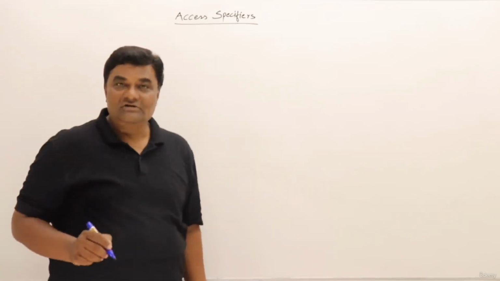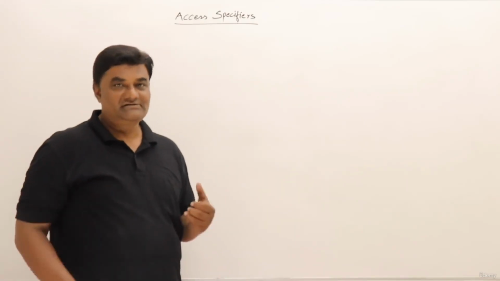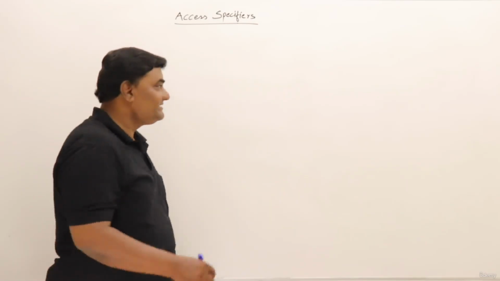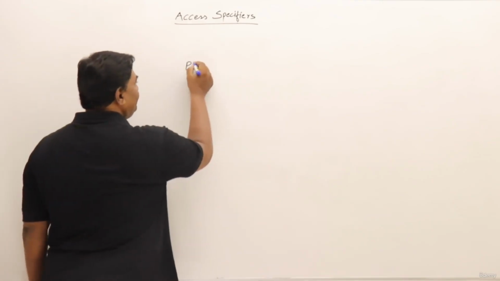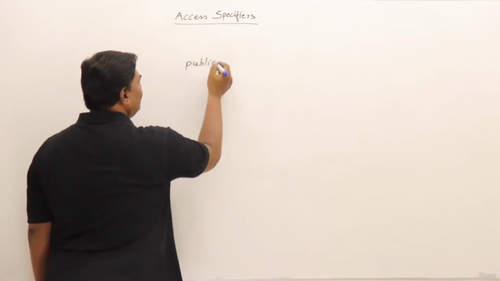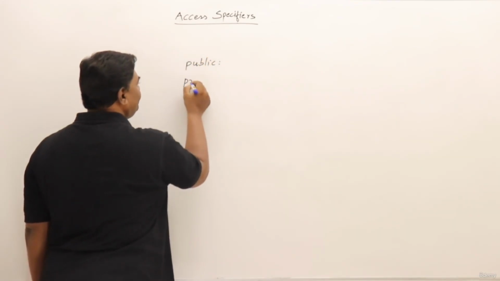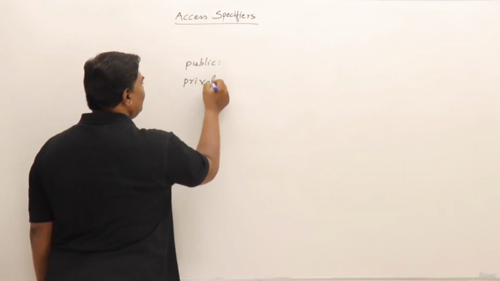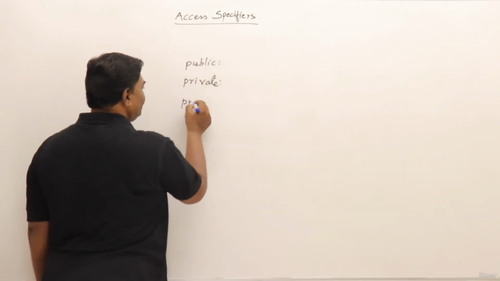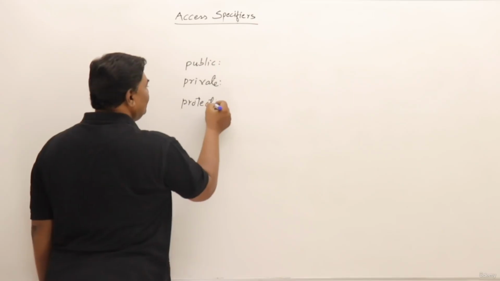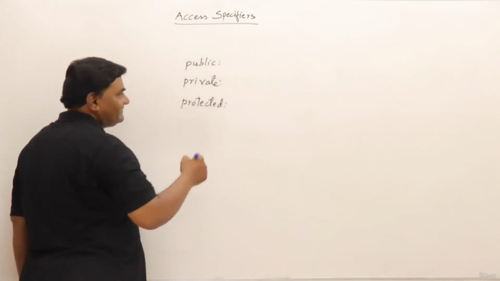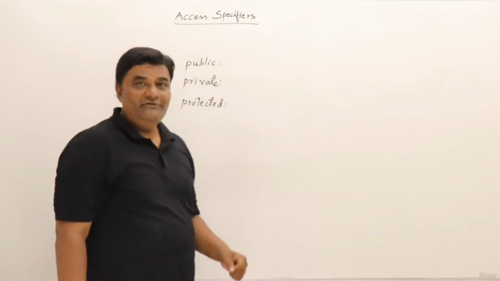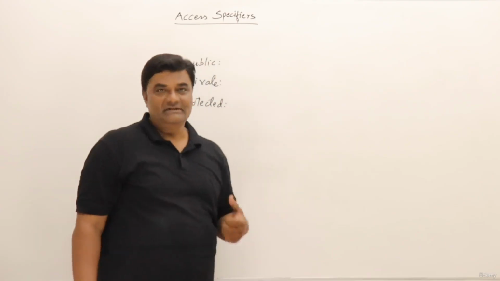Now let us learn about access specifiers in C++. So what are access specifiers? Public, private, and protected. These are access specifiers. What is the effect of all these? Let us learn about them.